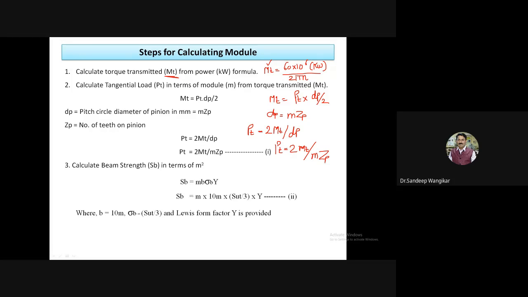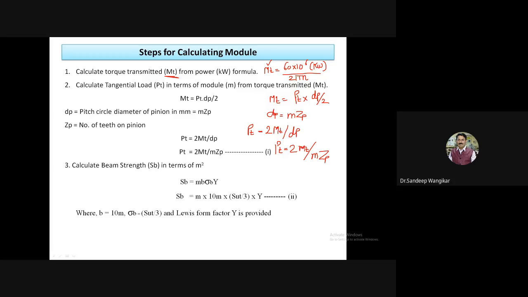See, module is not given. We have to calculate the module. Therefore, one guideline I will give: whatever PT, beam strength, wear strength, effective load, everything we will calculate in terms of module, and in the final stage, we will equate it and you will get the value of module. So this is the very first thing.